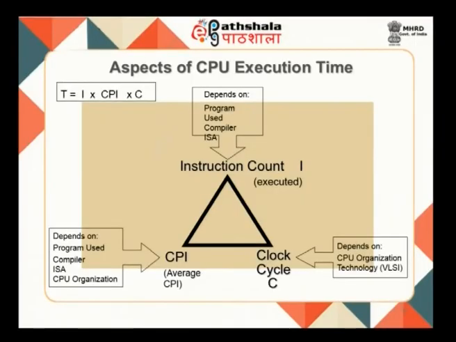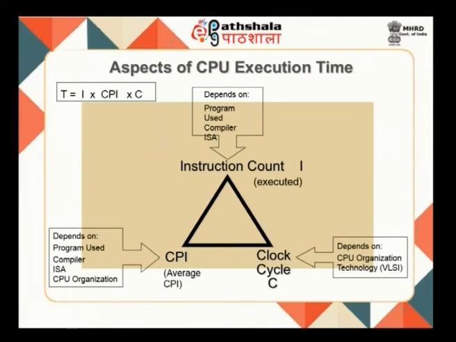So, if you look at the aspects of the CPU execution time, you have 3 factors which affect it: basically the clock cycle time, the average number of clock cycles per instruction, which is your CPI value, and the instruction count. Now, what are the factors that will affect each of these parameters? If you look at your instruction count first, it is affected by different factors.